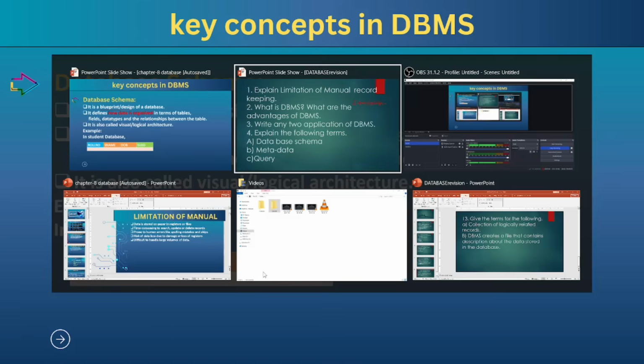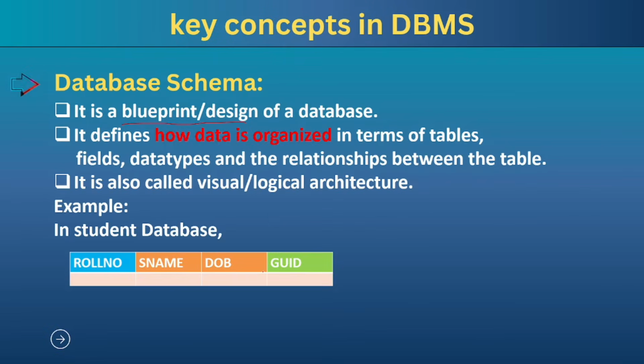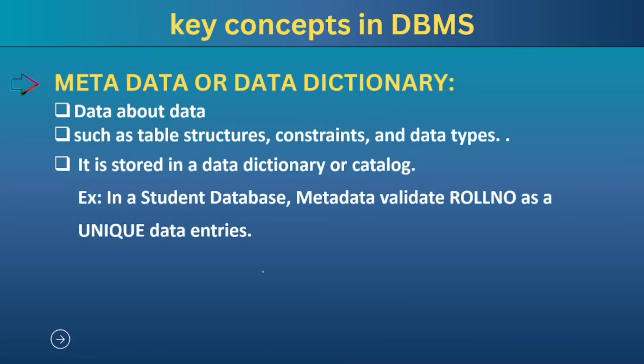Next one, what is the question? Metadata. Metadata is nothing but data about data, such as table structure, constraints and data types. It is stored in a data dictionary or catalog. Here also you have to mention 3 points. Where it is stored, that is an important one. And it is data about data. This is a very important point. Okay. So example also you can give. In a student database, metadata validates whether roll number is a unique data entry or not.